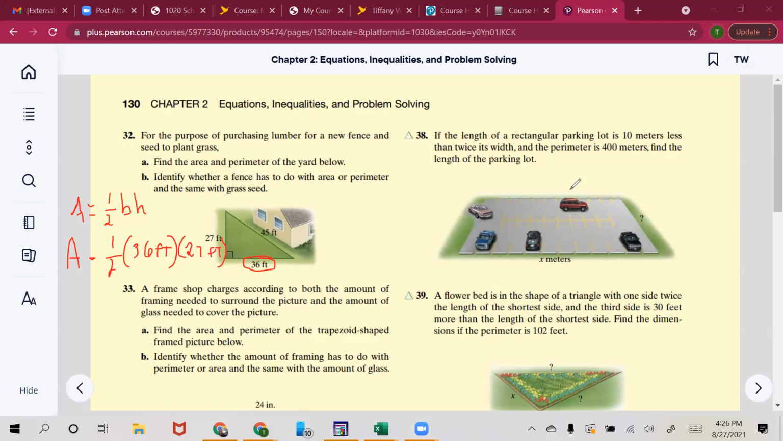Okay. So here, we can make this as easy or difficult as we want to. I'm going to make it easy because I'm going to take 1/2 of 36. 1/2 of 36 is 18, right? So I'm going to do 18 times 27, and that's going to give me 486.